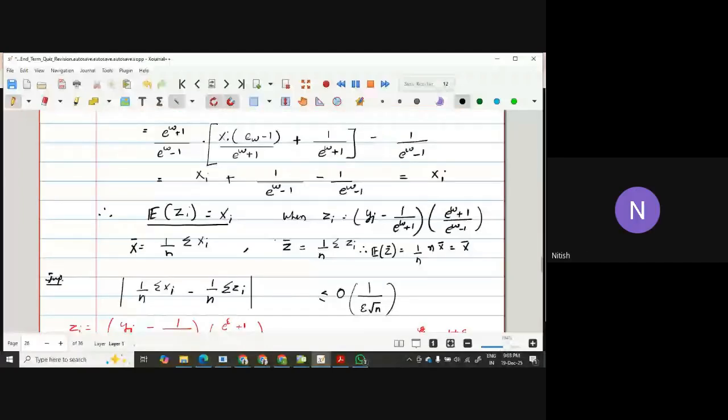Sir, it is covering the randomized. Are you covering the curator part also? Now, yes, curator will come after this. Okay, I will just cover this part, expected of Zi.